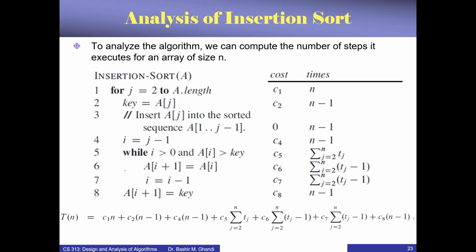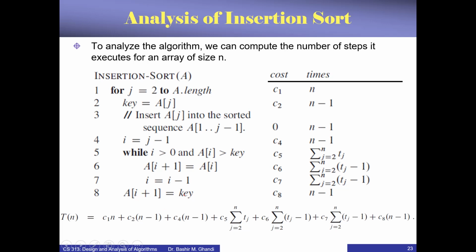And therefore T(n) is going to be C1 times n plus C2 times n minus 1. We can ignore this because this is going to be 0. So just go direct to C4 times n minus 1, C5 times this summation, and so on and so forth until C8 times n minus 1. This is the running time of this algorithm. Clearly, this is the best we can do because we don't know the values of these tj's. So the best we can do is this. This is a function of n.